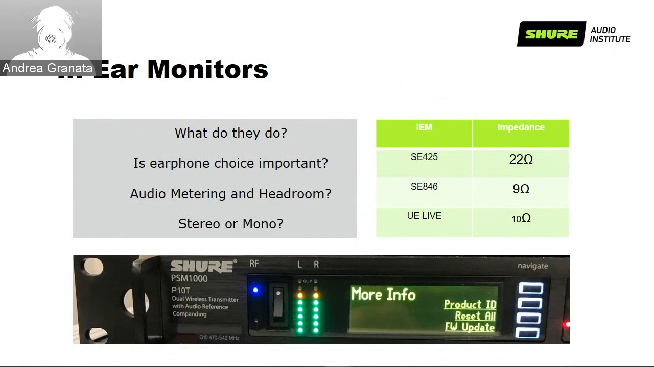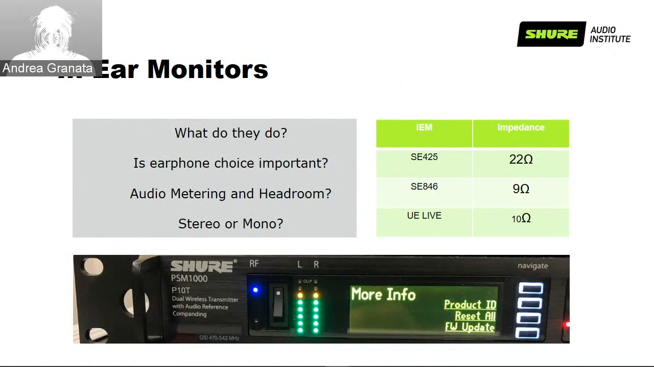That is not as low as the SE846, which has 9 ohms of impedance. They would be my earphone of choice, but they are probably too expensive for me. The UE Live, a very popular model of earphones, maybe even more popular a few years ago, made by Ultimate Ears, is around 10 ohms.